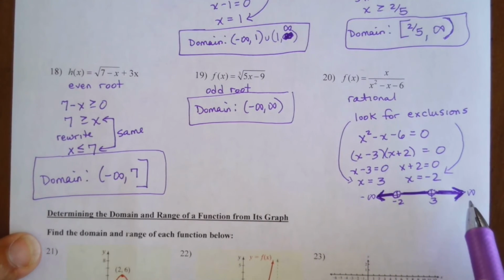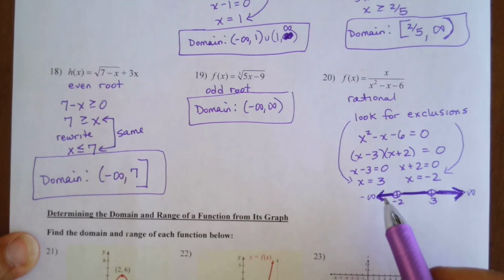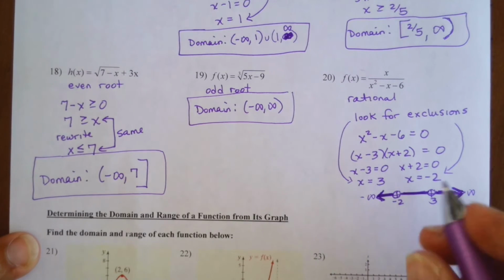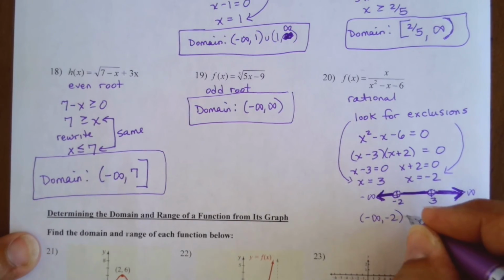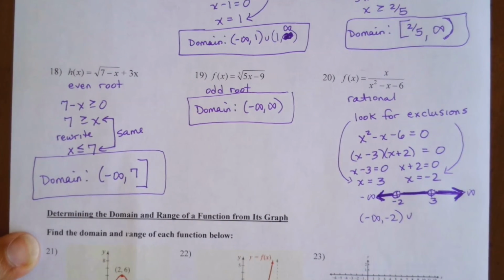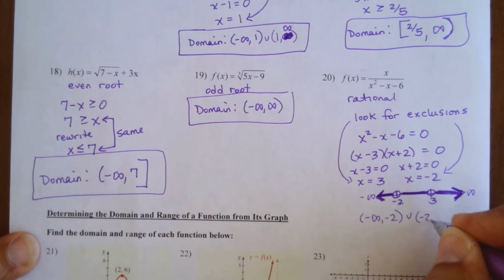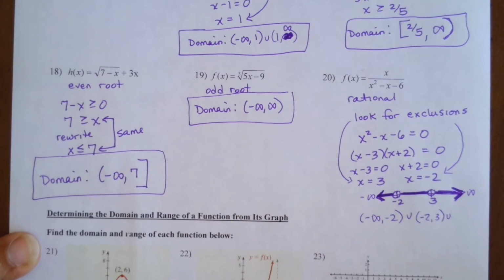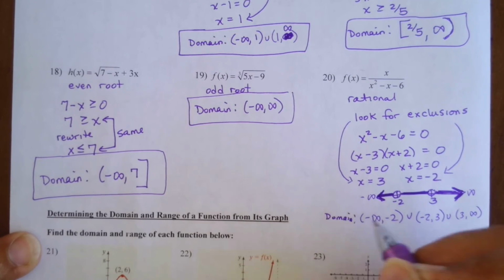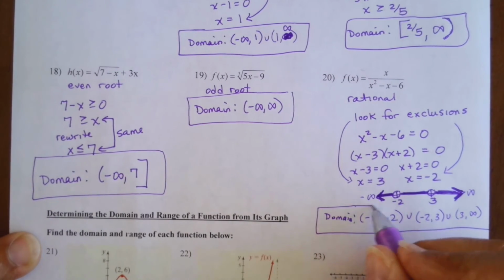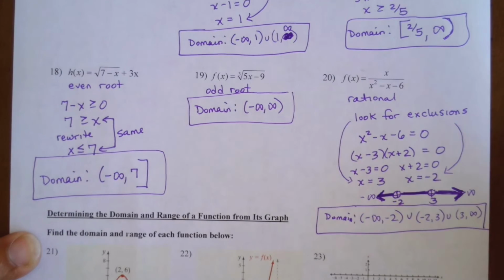So write this using intervals. So you do this interval first, negative infinity to negative 2. Okay. Then you would say union, because you got more than one. So everything between negative 2 and 3, and then union, and everything bigger than 3. Okay, so that's the domain, written in interval notation.